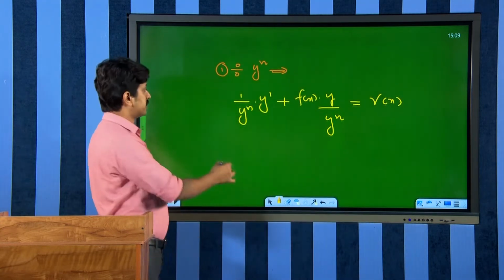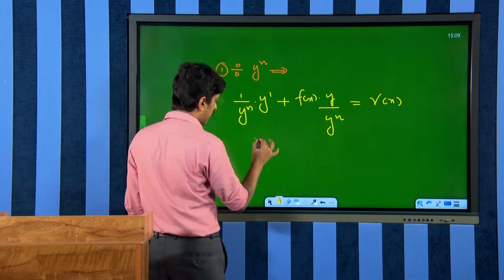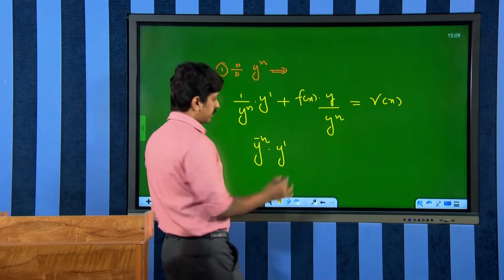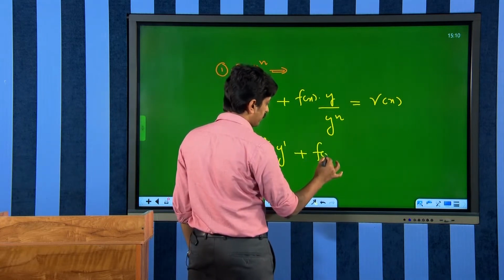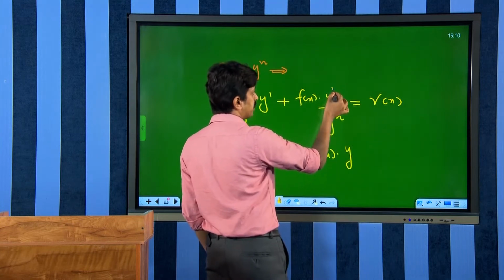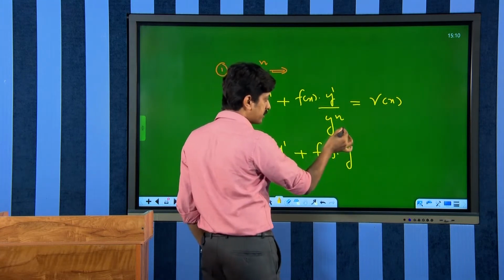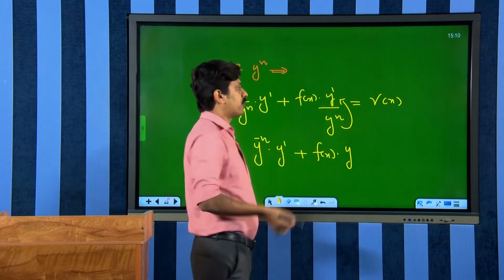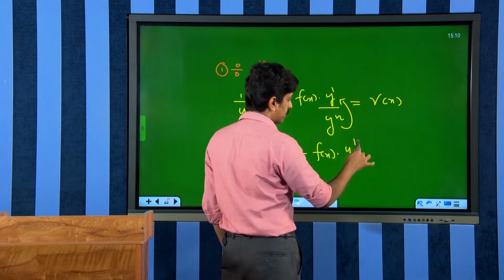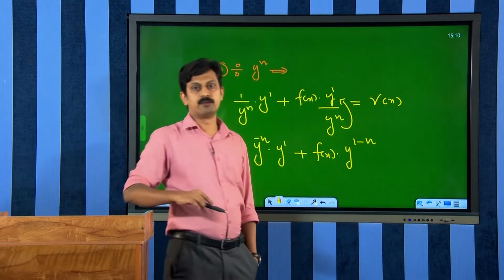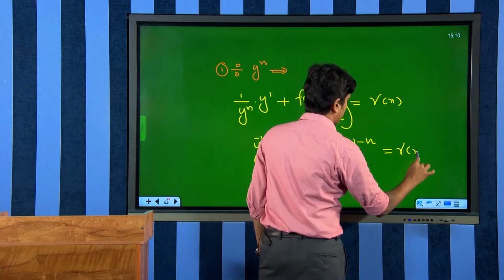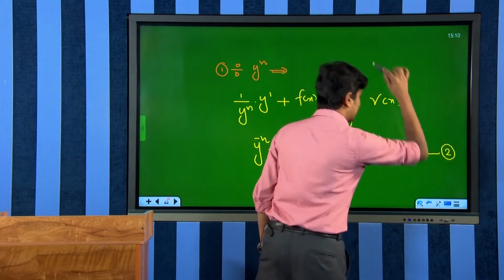So, we can rewrite this as y raised to minus n into y dash plus f of x into y raised to 1 minus n. Here y raised to 1 is there and y raised to n is there, and we take this y raised to n into the numerator, so we have y raised to minus n. Therefore, we have y raised to 1 minus n. See, this is equal to r of x. This is our second equation.